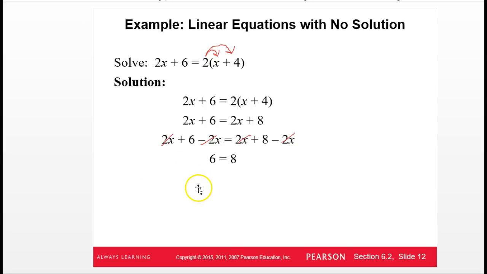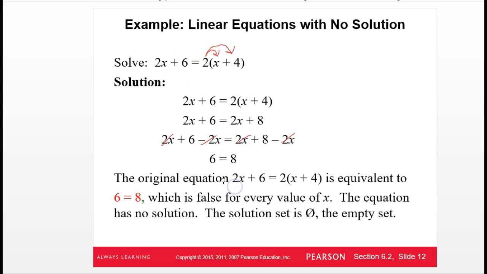Well, 6 is not equal to 8. Now remember, when we do all this stuff to both sides of the equation, we keep the equal sign true. That means that the original and this are equivalent equations. This equation is not true. So what does that mean? That means that this equation up here can also never be true. So the original equation is equivalent to 6 equals 8, which is not a true equation. So that means that the equation we started off with has no solution. Or we can say the solution set is the empty set, which is the same way of saying there is not a solution to this thing.